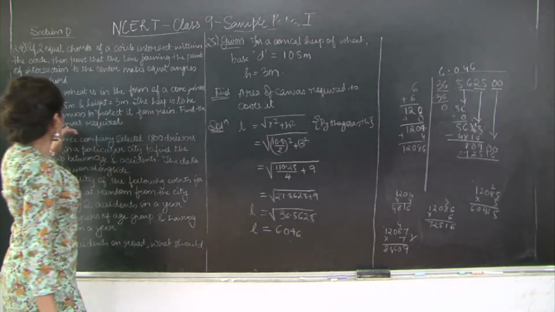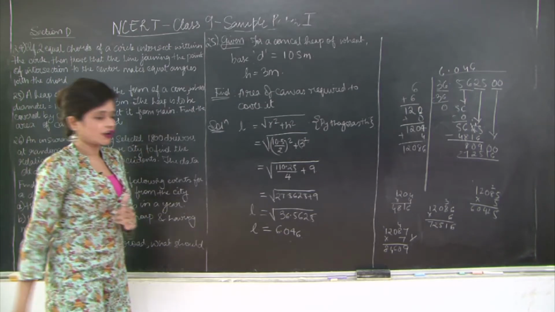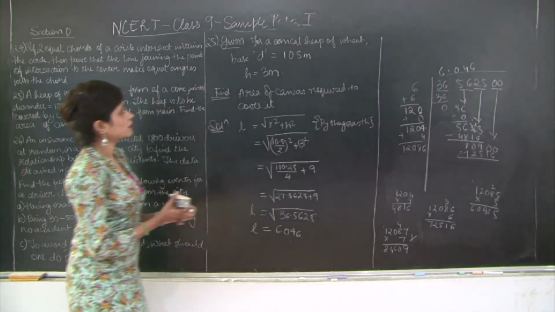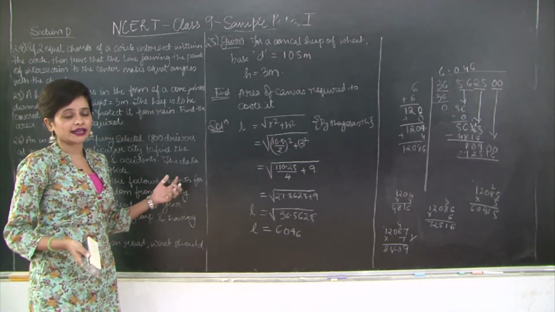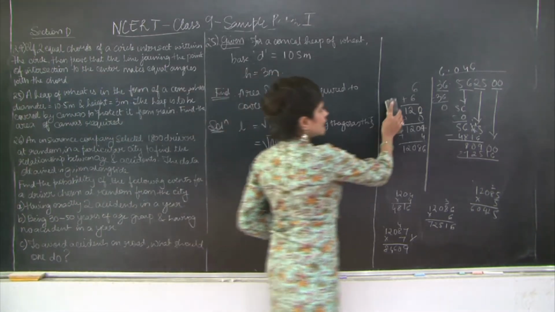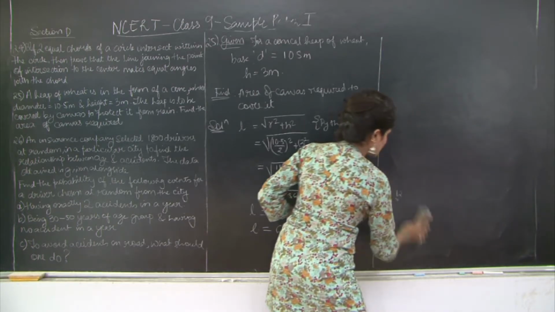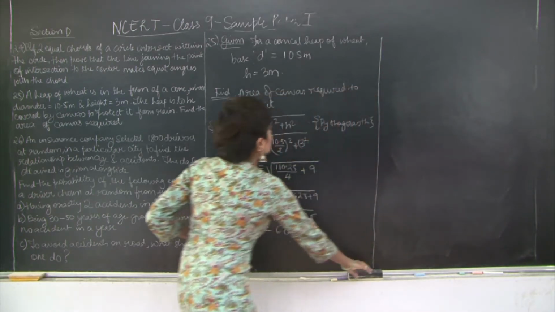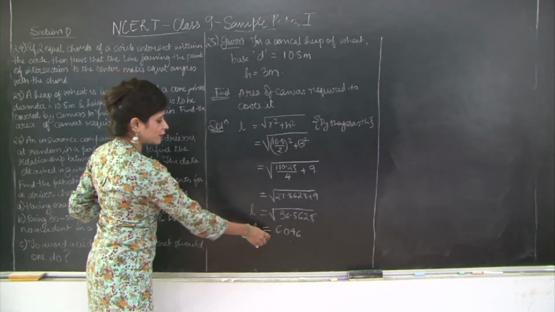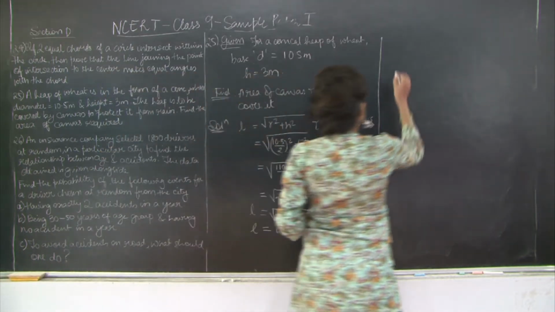So now since I have the length, what do I need to find? I need to find the curved surface area of the canvas, the curved surface area of the conical heap of wheat, so that I can find the amount of canvas that is required. So what is the curved surface area of the cone or a conical heap? It's going to be nothing but pi RL. We have the radius, how? Diameter divided by 2, and we have found the length. So let's substitute the values and find the amount of canvas that is required.